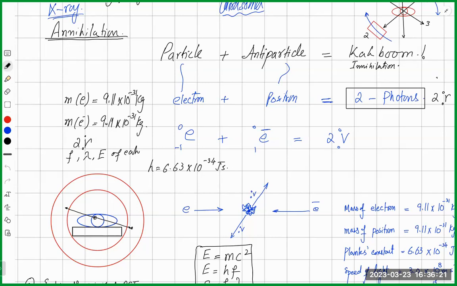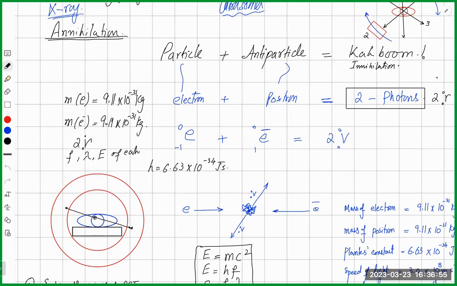But if a particle gets together with its antiparticle, immediately they convert into two photons. Two photons of equal frequency, equal wavelength, emitted in exact opposite directions. If the particle and antiparticle were both stationary before they get together, then they will produce two gamma photons in exact opposite directions.